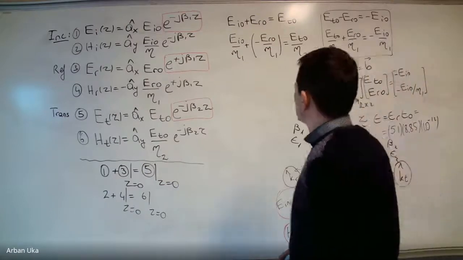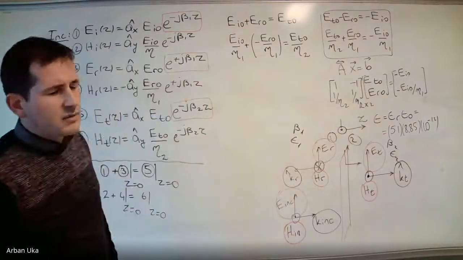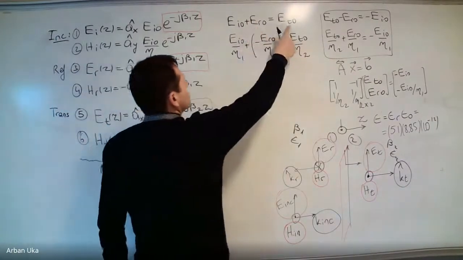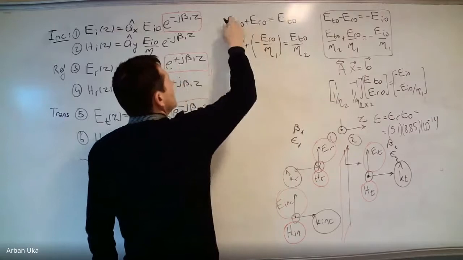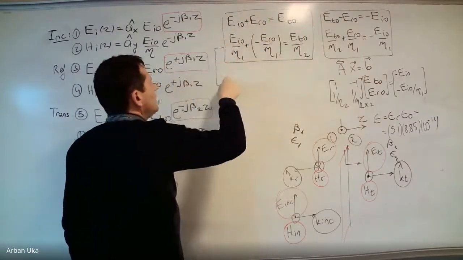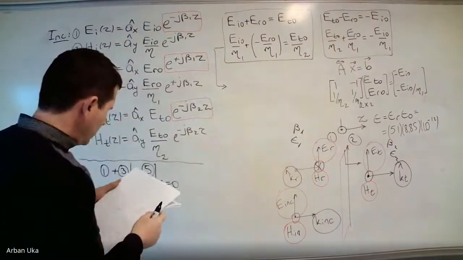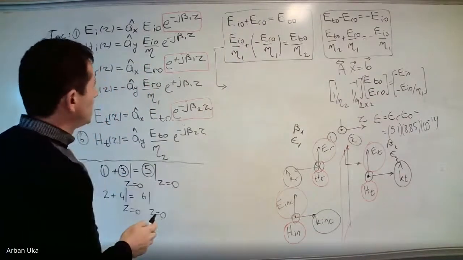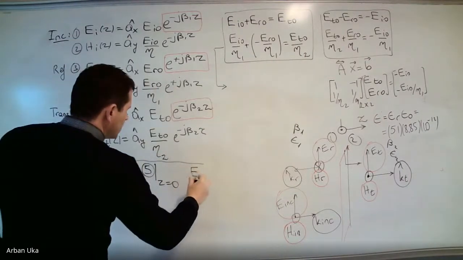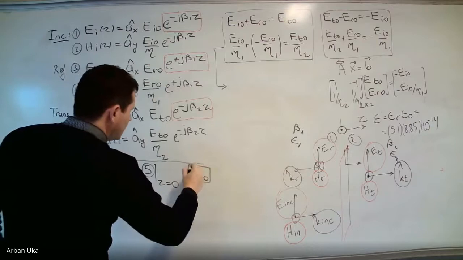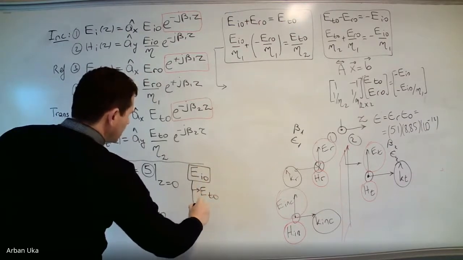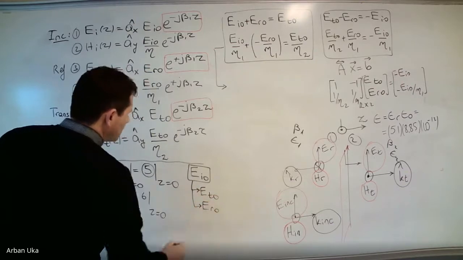Since this is a simple system, you can also write ER0 as a function of ET0 and EI0. Then you substitute into the second equation, and you can easily obtain the following relations. So what did we say? We said that we know EI0, right? And from here, we had to derive ET0 and the reflected E0.